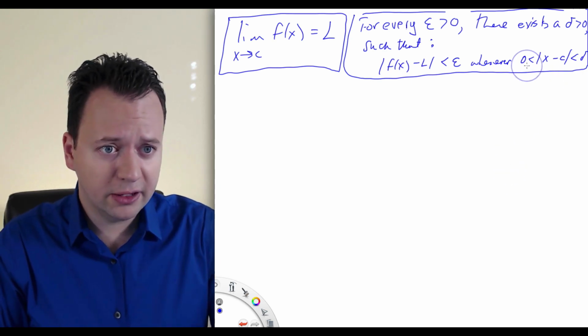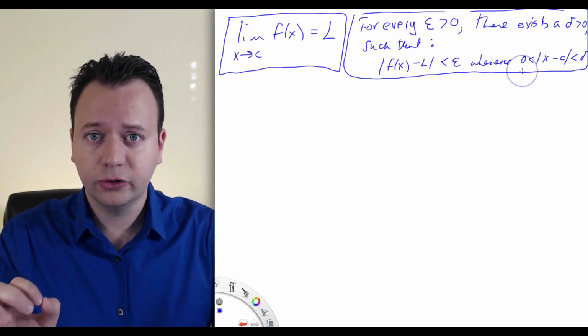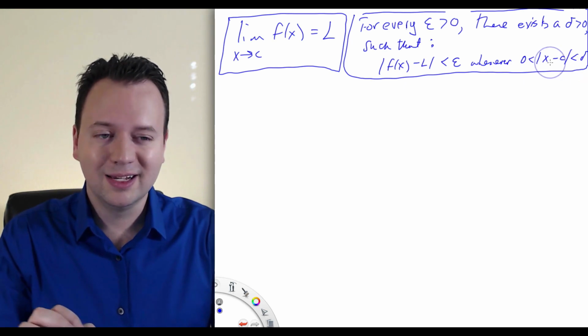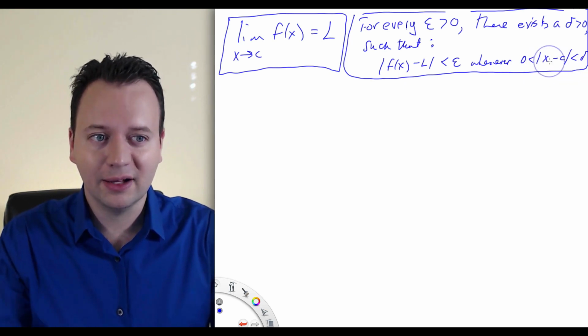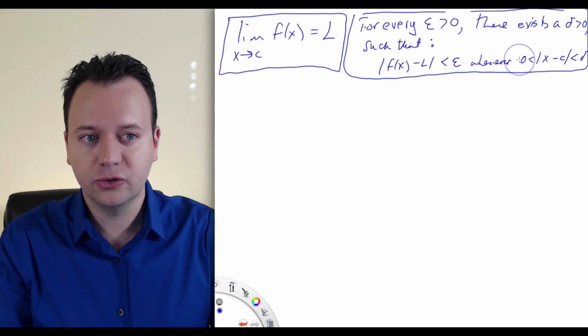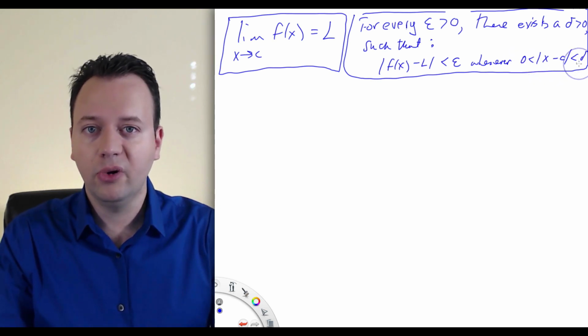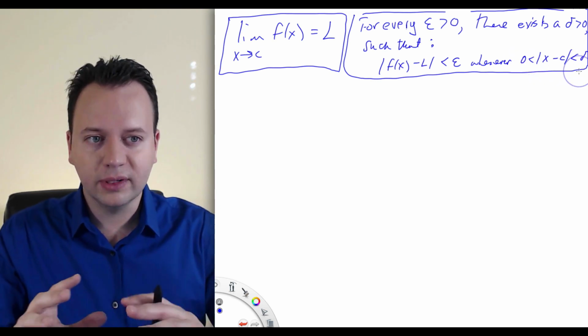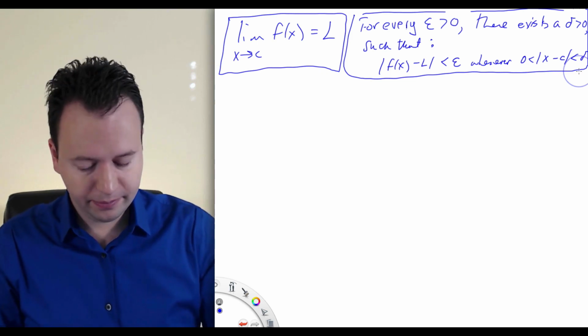The reason why we say it's greater than 0 is to exclude the point x equals c. If x is equal to c, then x minus c will be 0. So we say this is strictly greater than 0, but less than delta. So we're ignoring what's happening at the point c itself.